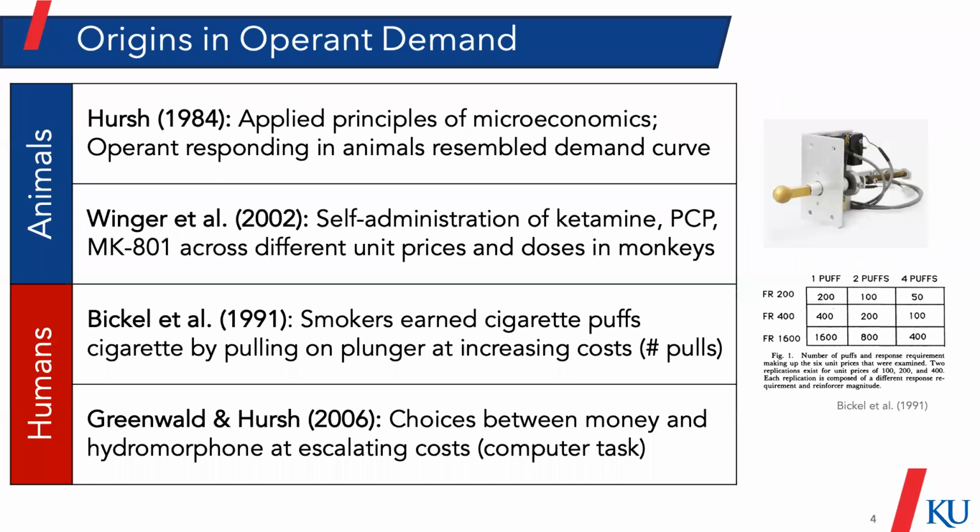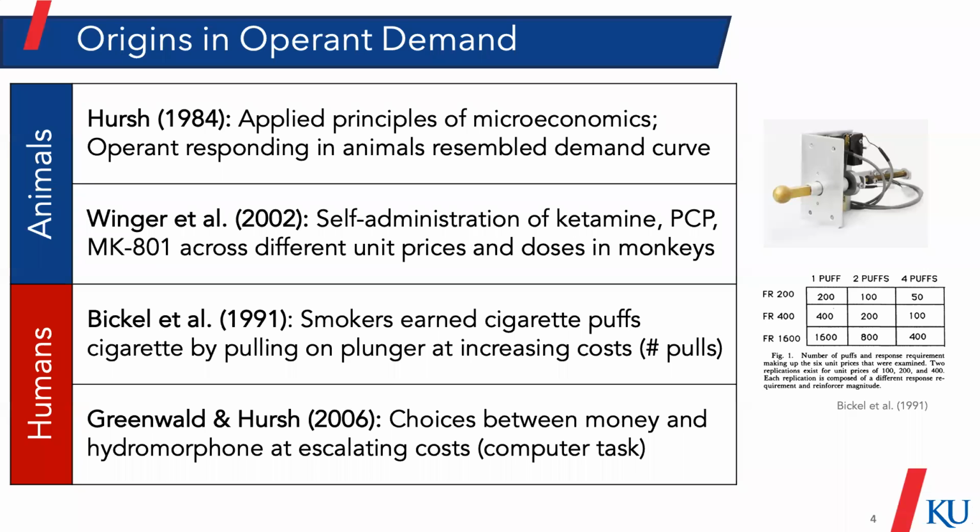Those are just a couple of examples from animal studies. We then move into the human literature, and a lot of this work was pioneered by Steve Higgins, Warren Bickel, and others. In 1991, there's a study that I really liked because I like to show the plunger system that they used. Warren Bickel's lab in 1991 translated the idea of a lever press that an animal might make in a study into a human context.